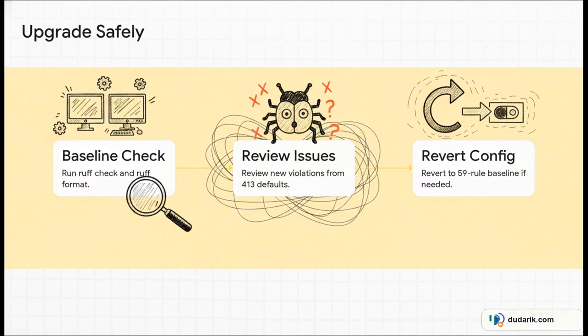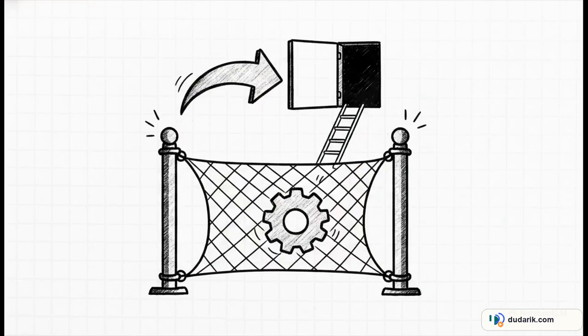But step 3, if the noise is just completely overwhelming and it's blocking your team's workflow, you can totally revert back to the old baseline. And to do that, you're going to use this exact configuration as your escape hatch. If you just add this snippet to your pyproject.toml file, setting select to just E4, E7, E9, and F, you're explicitly telling Ruff to go back to that old 59 rule baseline. It's basically the perfect safety net for teams who want to upgrade their Ruff version to get the performance benefits and bug fixes, but just aren't quite ready to tackle hundreds of new, strict linting rules on day one.